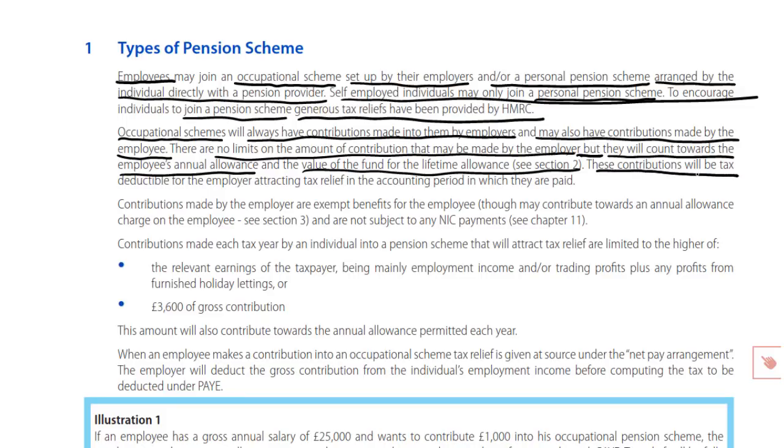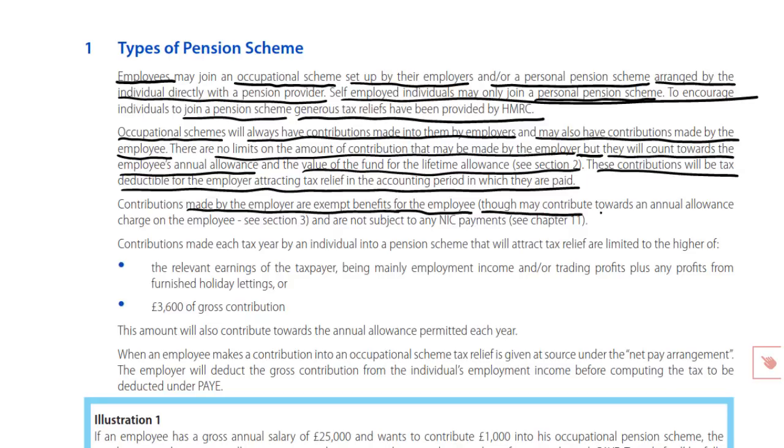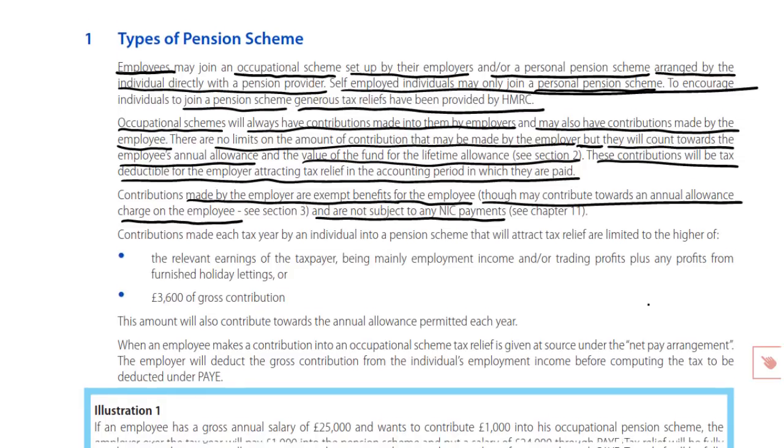These contributions will be tax deductible for the employer, attracting tax relief in the accounting period in which they're paid. Again, as we know, in relation to what we've already seen in Chapter 9. Contributions made by the employer, and again, as we've already seen in Chapter 9, are exempt benefits for the employee. Though, as we've said, they may contribute towards an annual allowance charge then being made on the employee. But again, that awaits us in a later section. Whatever, though, they won't be subject to any national insurance contribution payments. That again awaits us in our next chapter.